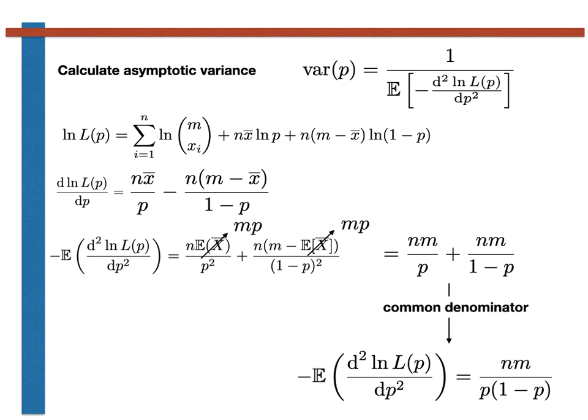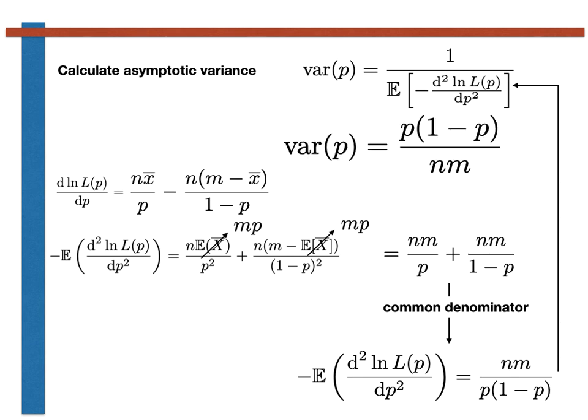Bringing this over a common denominator then gives us the following, which we can insert into the expression for the asymptotic variance to give the following expression for the asymptotic variance of the maximum likelihood estimator of the parameter of the binomial random variable.